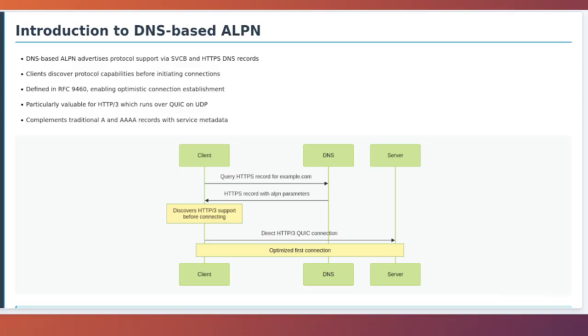The HTTPS record is actually a specific type of SVCB record optimized for HTTPS services, making it easier to adopt for web infrastructure. These records enable what's called optimistic connection establishment, where clients can make informed decisions about which protocol to attempt first, potentially saving an entire round trip compared to traditional fallback mechanisms. This is particularly valuable for HTTP/3, which runs over QUIC and uses UDP instead of TCP, requiring a fundamentally different connection approach than HTTP/1.1 or HTTP/2.